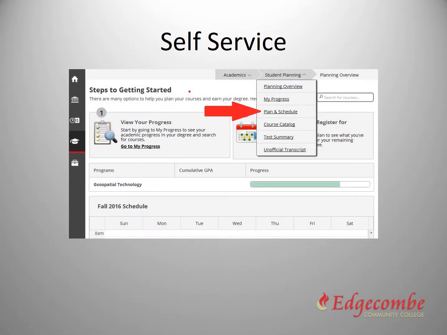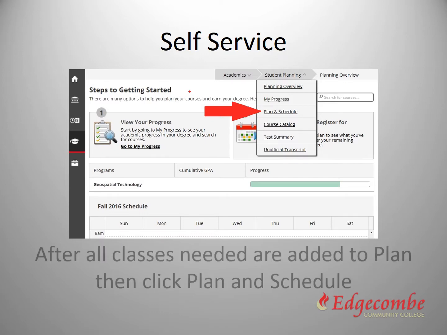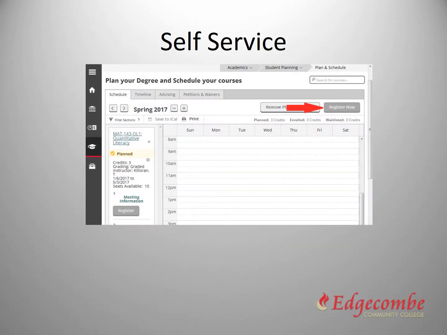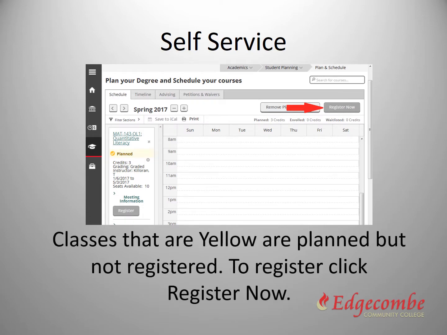Once you have planned all of your classes, you will now need to go to Plan and Schedule. You do this by scrolling over Student Planning at the top, scrolling down to Plan and Schedule, and clicking. The courses you have planned have not been registered for. Classes that have the yellow band are planned but not registered. To register, click Register Now.